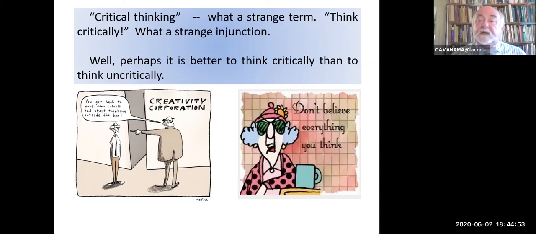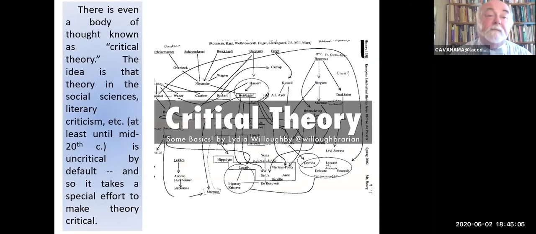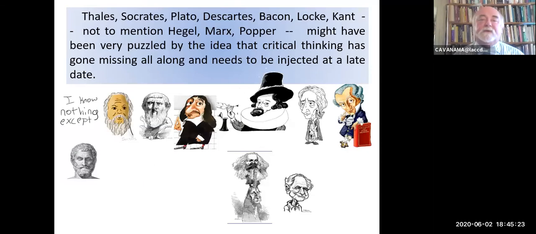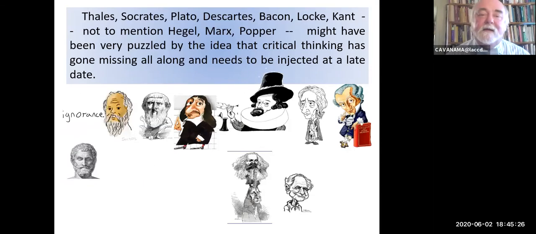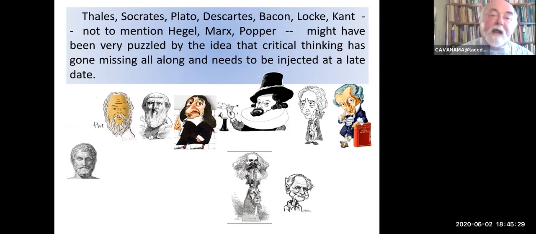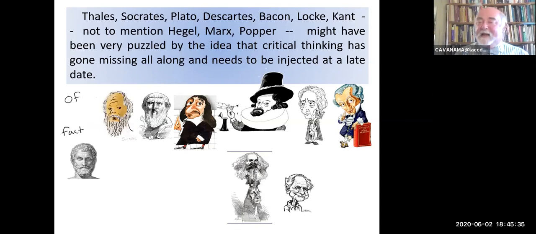But you know, the gullibility comes in several flavors. There is the gullibility that believes everything. There is the gullibility also, as Cynthia Ozick tells us, which disbelieves everything. If you've been on the internet recently, perhaps you've seen some of that. There's even a body of thought known as critical theory, the idea in the social sciences and literary criticism that thinking was uncritical by default until the last couple of decades, and we've now made a special effort to make it critical. I think Paley, Socrates, Plato, Descartes, Bacon, Locke, Kant, Marx, Hegel, and Popper might have been very puzzled by the idea that critical thinking has gone missing all along and needs to be injected at a later date.